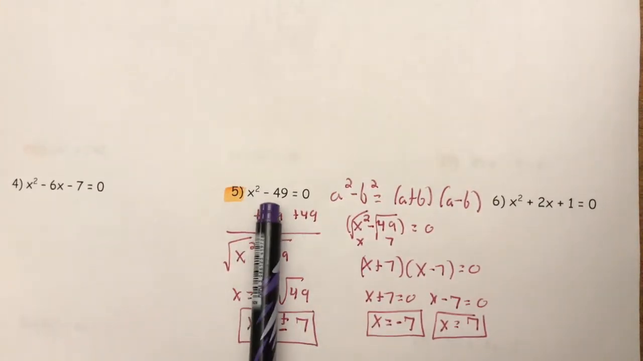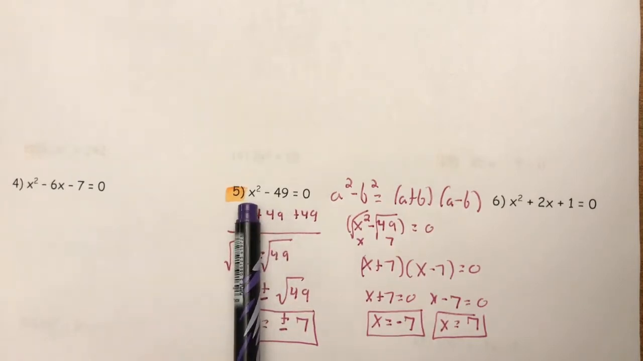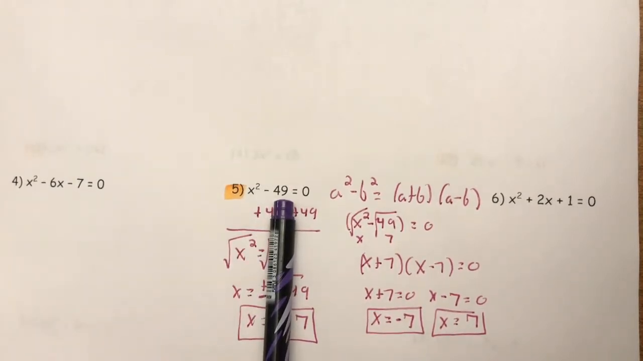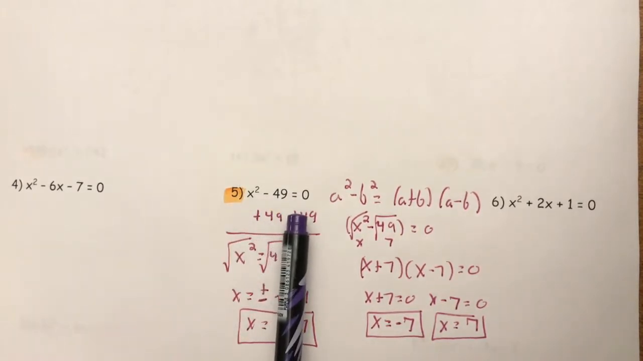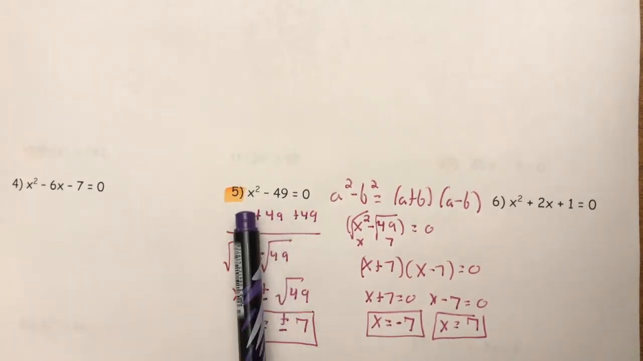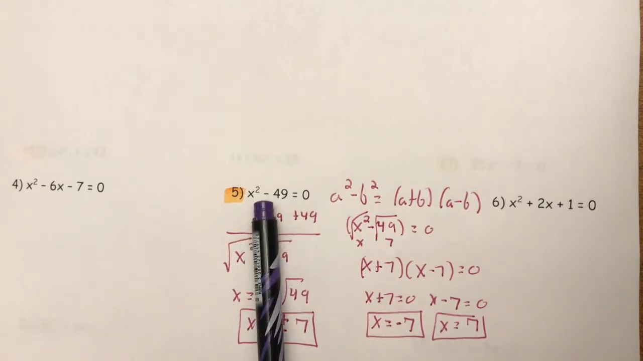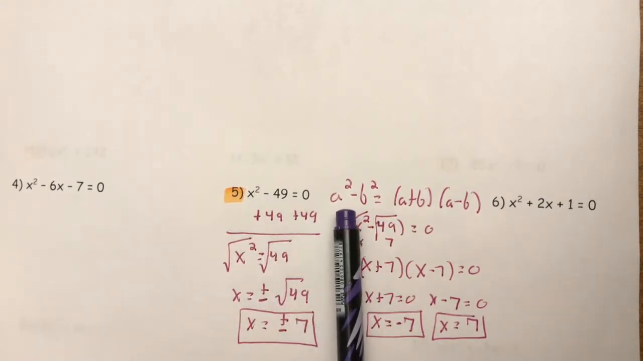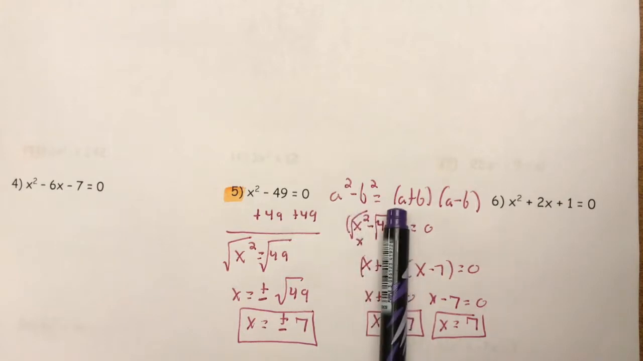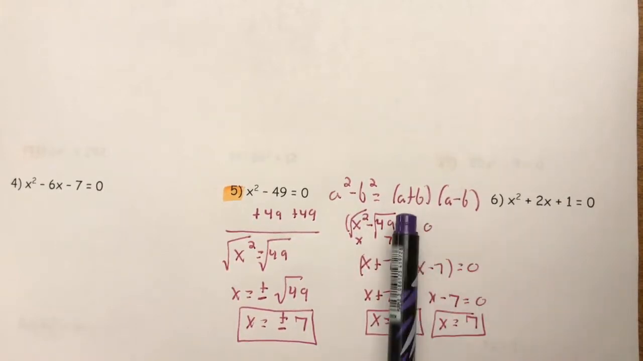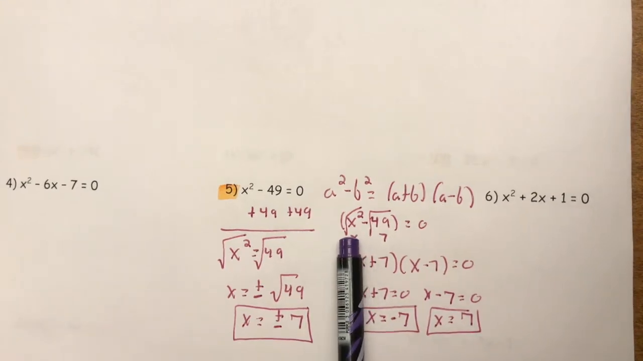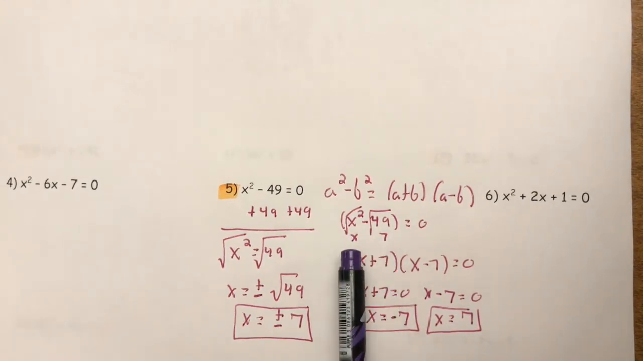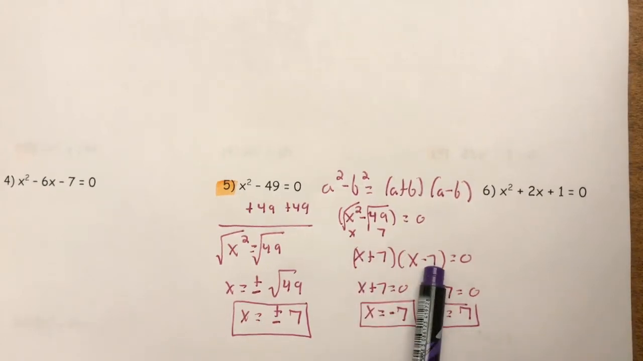Now, this, if we take a look, is the difference of two perfect squares. So we have two ways in which we can solve this. One of the ways is to go through and factor it. If we recognize it's a difference of two perfect squares, we know that's going to factor into a plus b, a minus b, where a and b are the square roots of a squared and b squared. So we take a look, x squared and 49, we take the square root and we get x and 7. So this is going to factor into x plus 7, x minus 7.